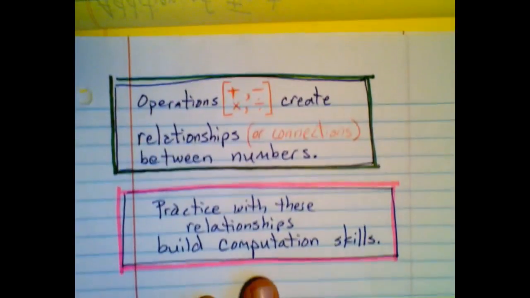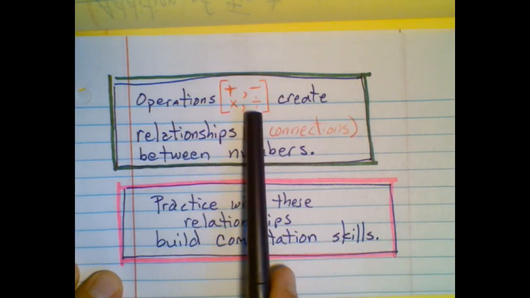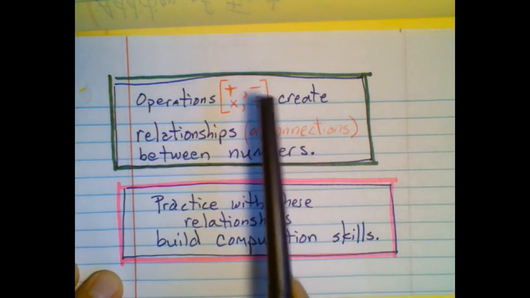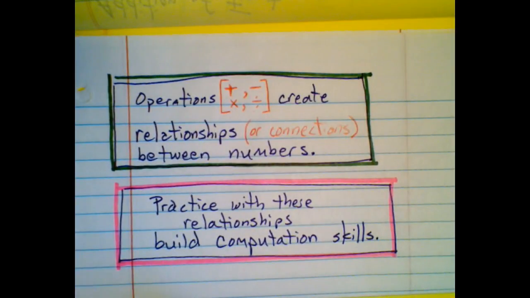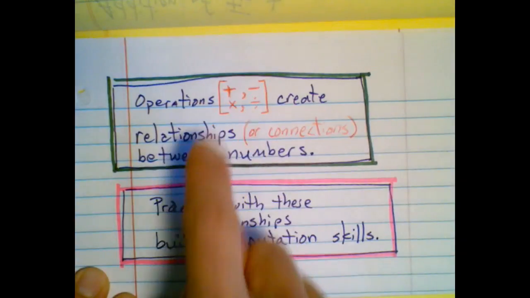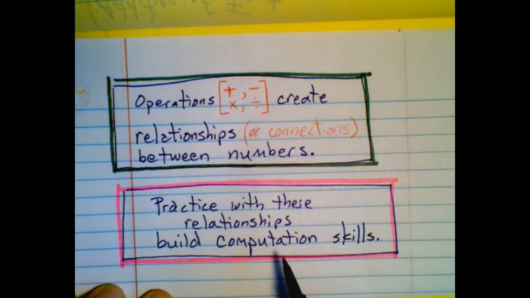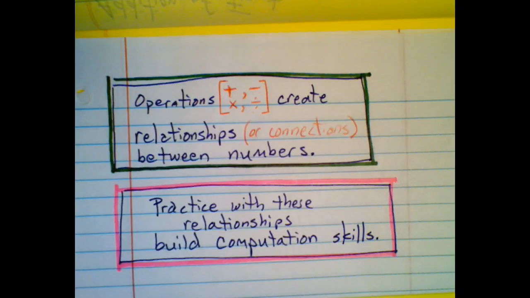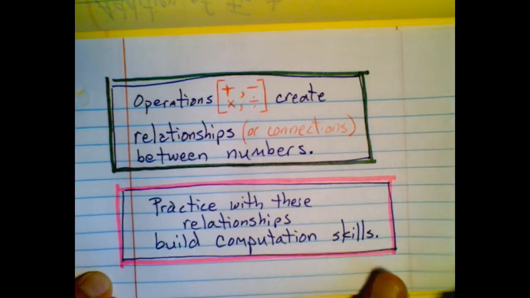Before we get started, let's remind ourselves that operations, that is adding, subtracting, multiplying, dividing, create relationships between numbers. When you stick one of these between two numbers, you're making some kind of connection, some kind of relationship between those two values. And the more we practice these relationships, the more we build our computation skills. Computation skills are used throughout your life in a variety of problem-solving situations that you just can't avoid. So you want to build these skills.